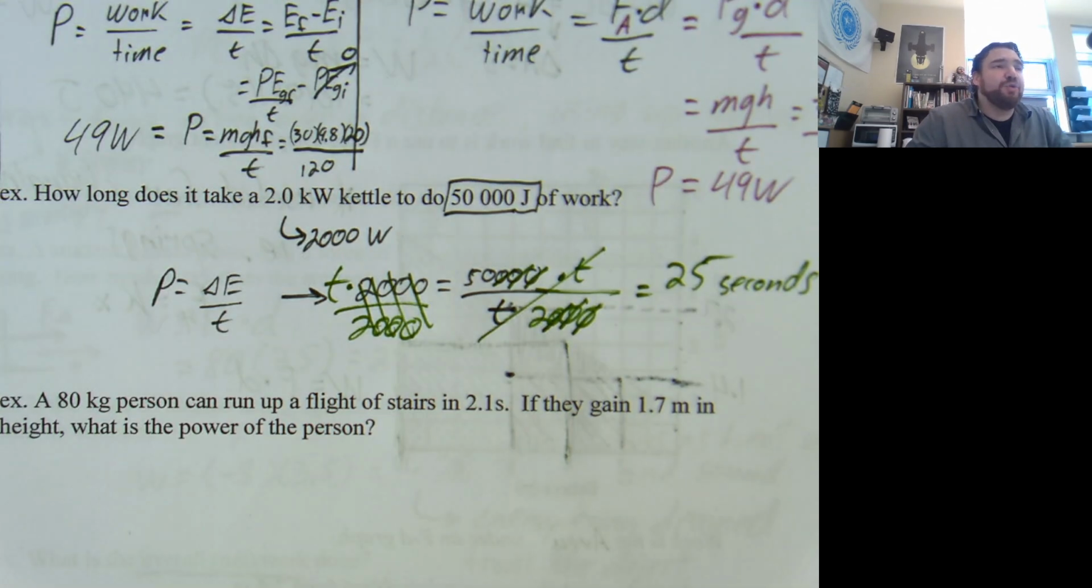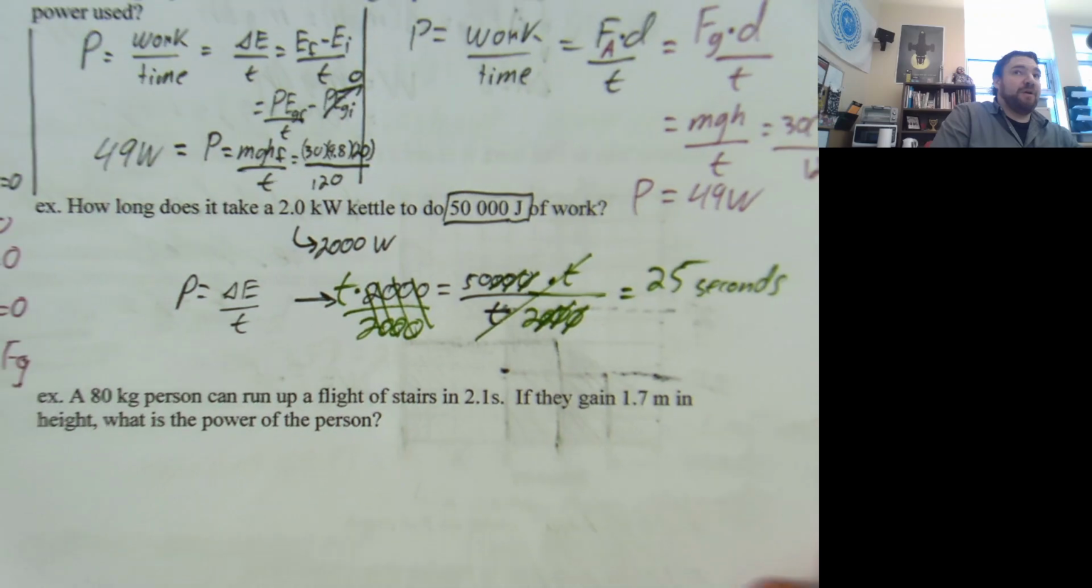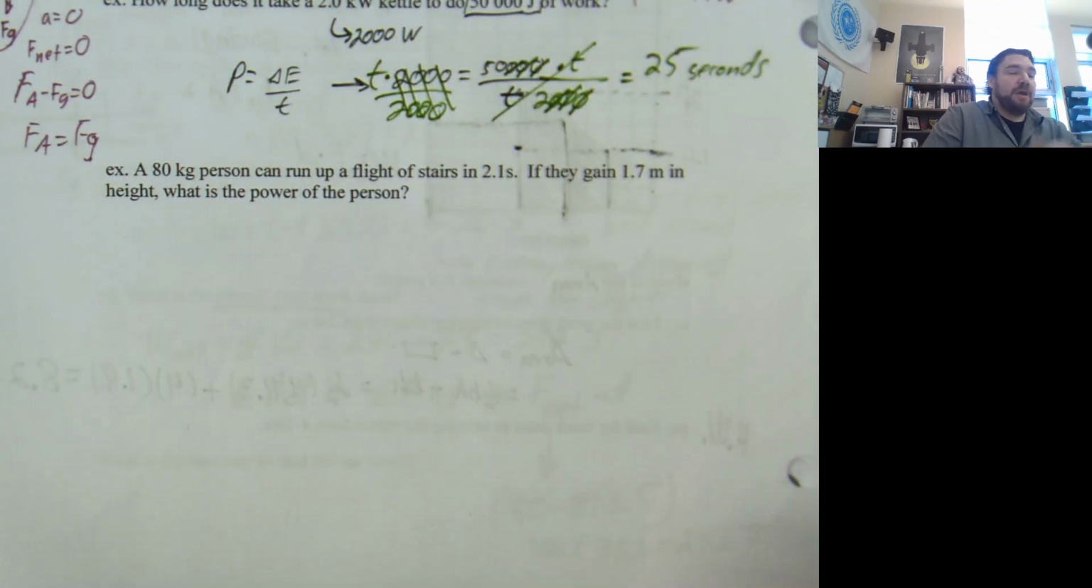So 50,000 joules must not be a lot if a 2,000 watt kettle can impart that much in 25 seconds, and that's not going to bring water to a boil. Yeah, you bet. We'll look at how much that changes the temperature of the water later this week.